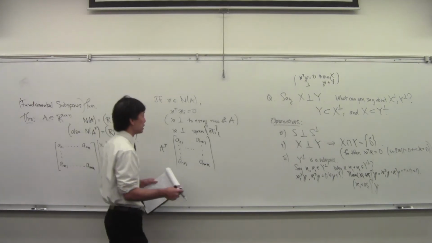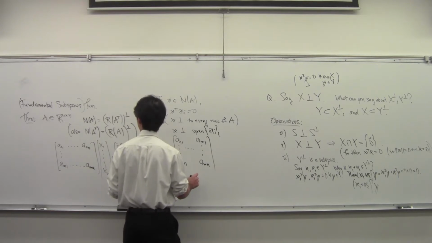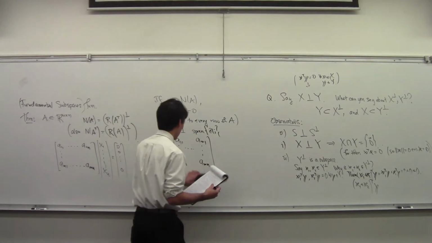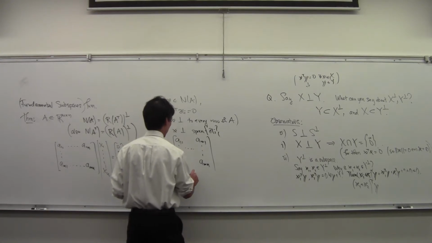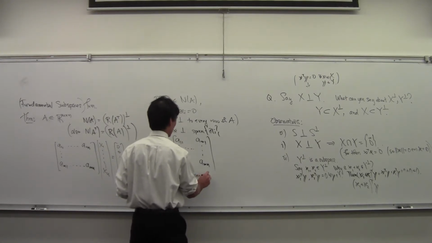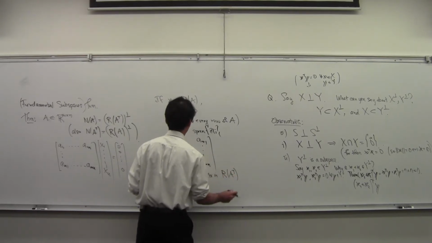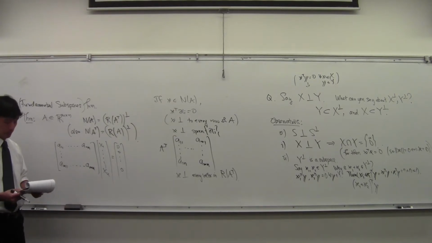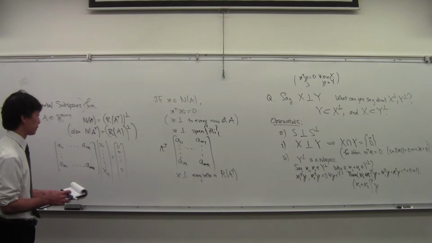Right? So x is perpendicular to every vector in the span, in the range of A transpose. Right.